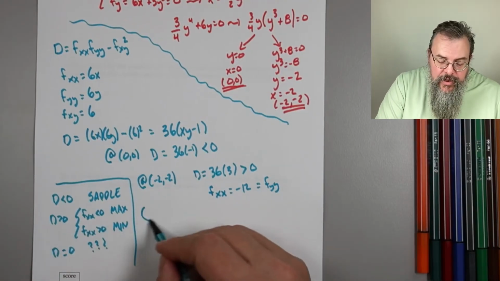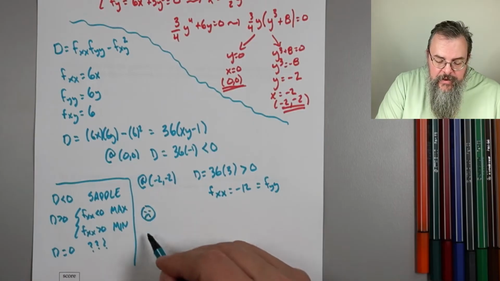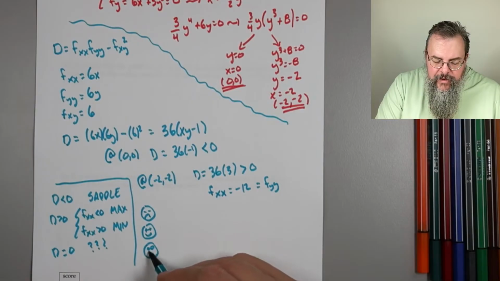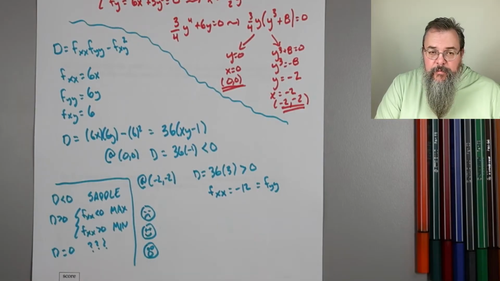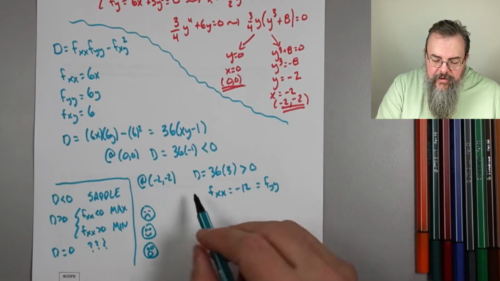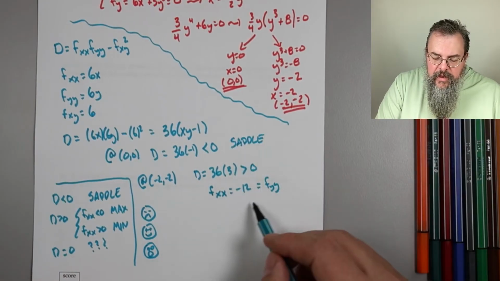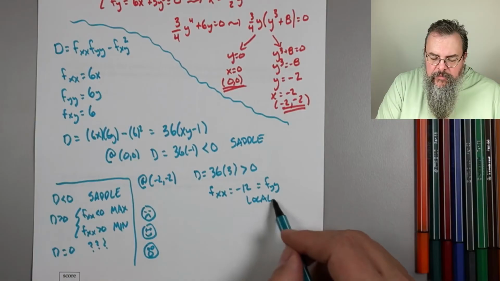And second partials test, by the way, there's that little set of 3 faces. So negative means we're max. Okay, so we didn't write this down. This is saddle. And so this is a local max.